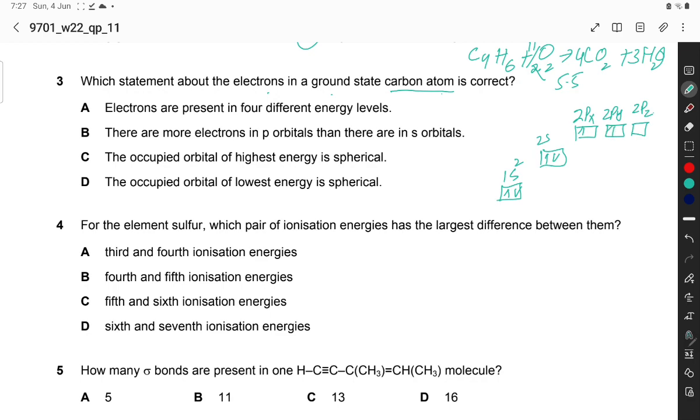So the electrons are present in 4 different energy levels. No, this is incorrect. There are more electrons in p orbital than there are in s orbitals. The occupied orbitals of higher energy level is spherical. No, dumbbell shape. The occupied orbitals of lowest energy level is spherical. S orbital is spherical. So D option is correct.